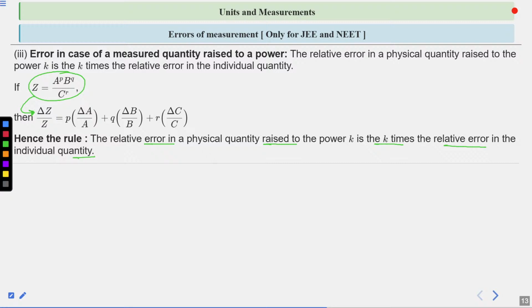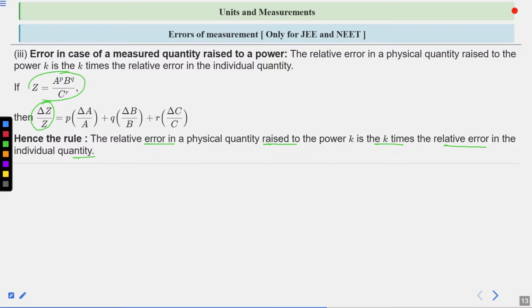Here the term is z is equal to a raised to the power p, b raised to the power q, divided by c raised to the power r. Now we want to calculate the percentage relative error. Listen carefully. How can we represent the relative error? The relative error of z is delta z by z. Yes or no? Delta z by z. Now there are so many other quantities, a raised to the power p, b raised to the power q and c raised to the power r. So how can we calculate?